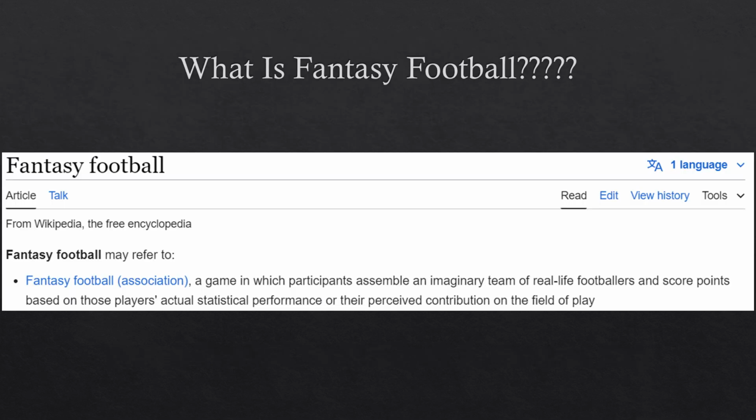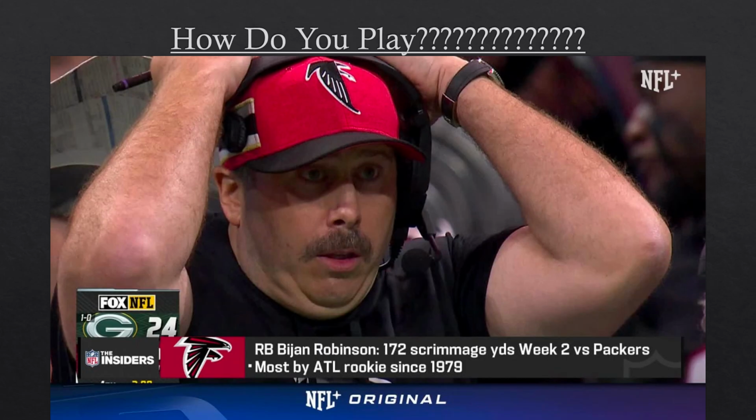So let's start out by asking, what is fantasy football? Now, according to Wikipedia, the internet's most infallible resource, fantasy football is a game in which participants assemble an imaginary team of real-life footballers and score points based on those players' actual statistical performance. So in other words, how good your team does in fantasy football is directly correlated to how these players play in real-life NFL games. So the next thing is, how do you even play fantasy football? And spoiler alert, if you play fantasy football anything like the guy in this picture, you're going to suck.